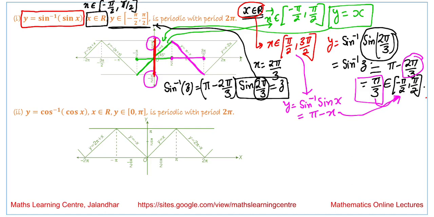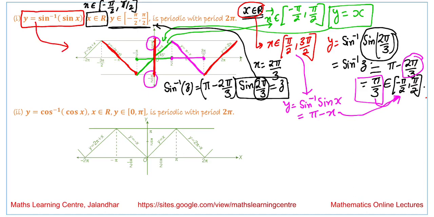Similarly, if we move towards the next interval, we will obtain the answer as x minus 2 pi. On this side, the answer we are obtaining is minus of pi plus x, that is minus of x minus pi. So this is the graph of the function y is equal to sine inverse of sine of x.